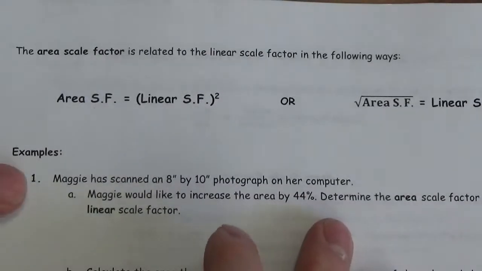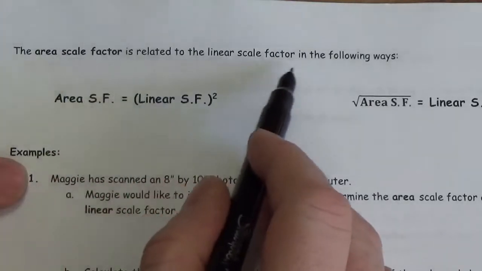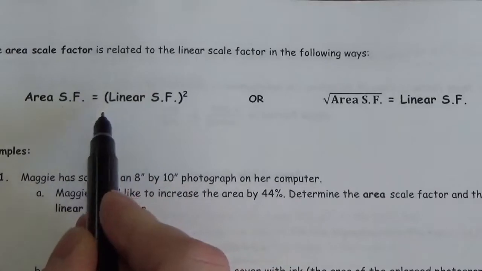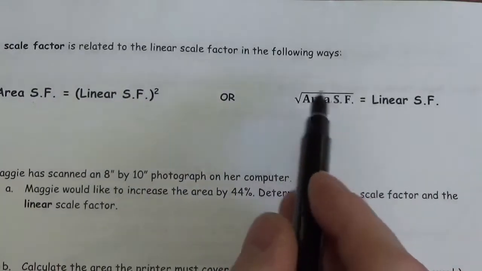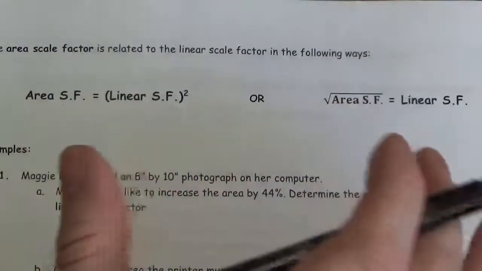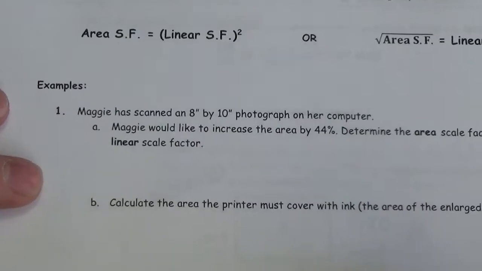Okay, and just to reiterate before we get into our example here, the area scale factor is related to the linear scale factor in one of two ways. Either the area scale factor is the square of the linear scale factor, or the square root of the area scale factor is the linear scale factor. Anyway, there's a square that's happening there to go from one to the other. So let's take a look at our first example here.